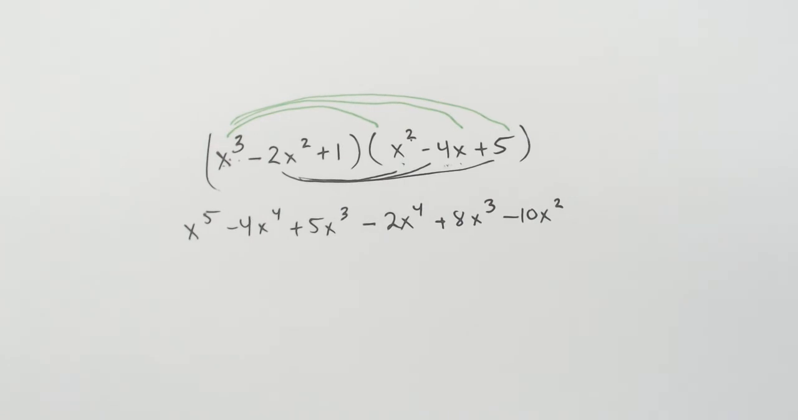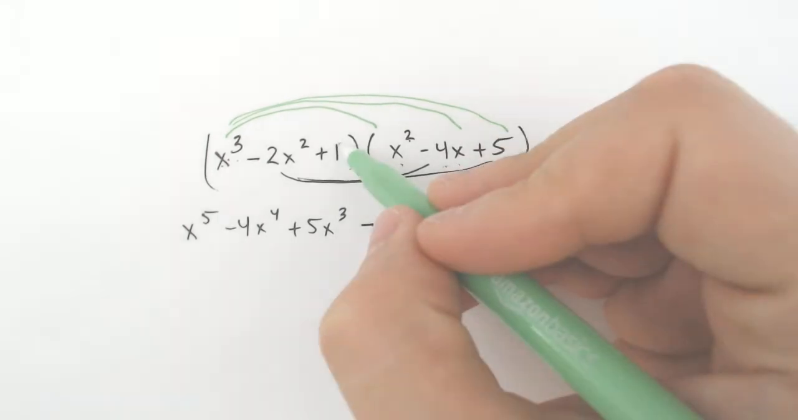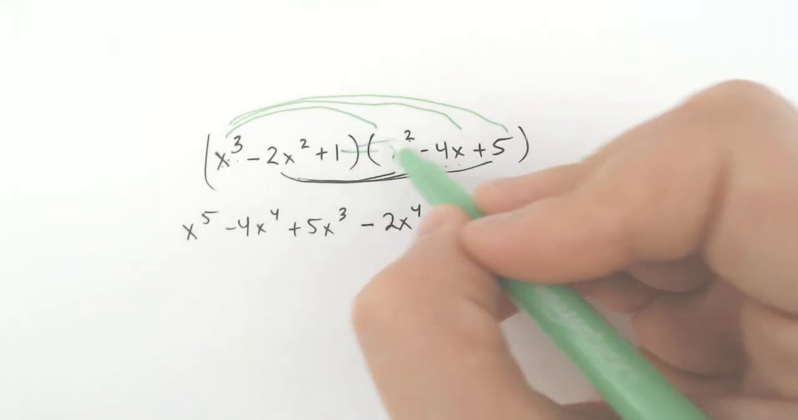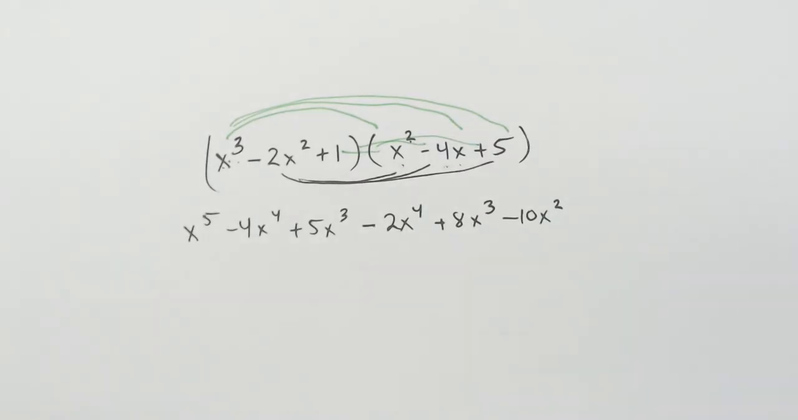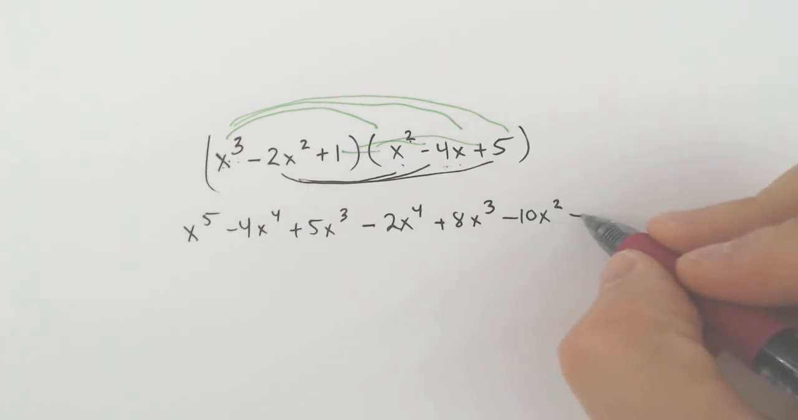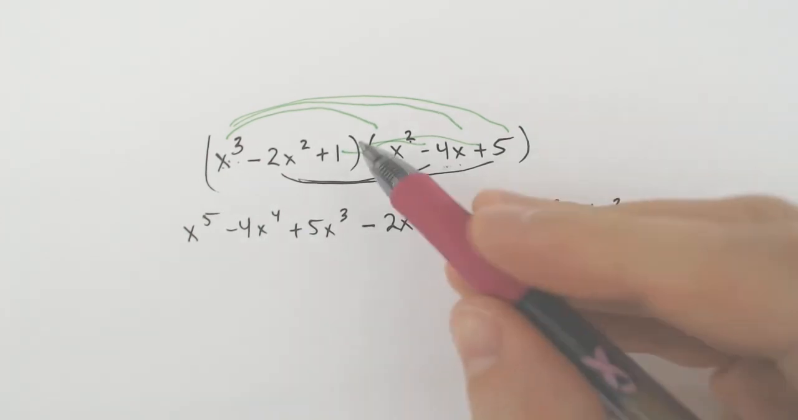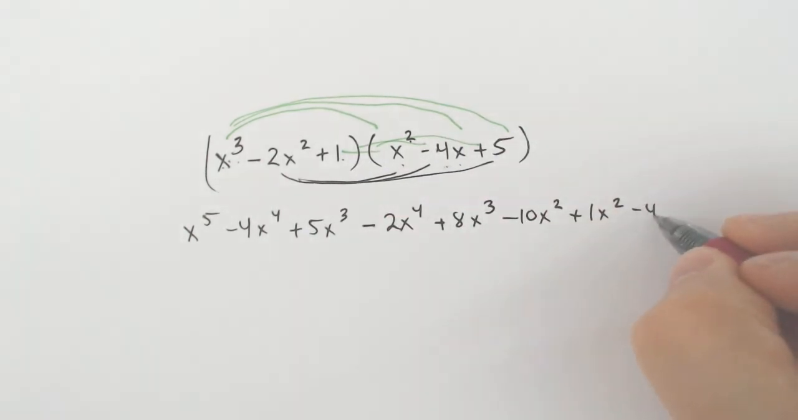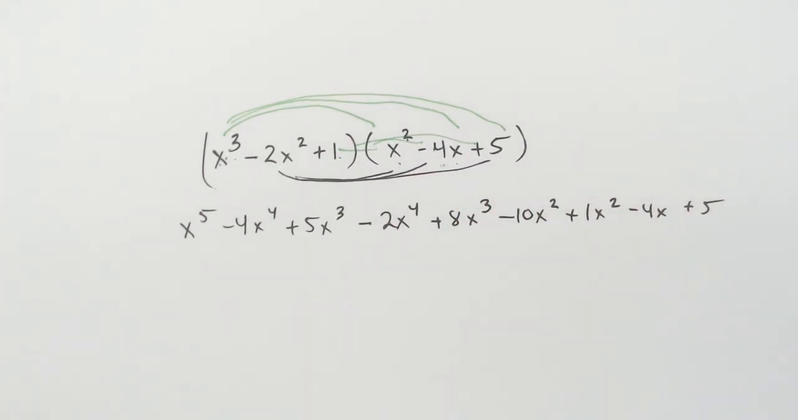Phew! Then you have to take the 1 and multiply by all 3 terms as well, which is a little easier because it's the number 1. 1 times x squared is 1x squared. 1 times negative 4 is negative 4x. And 1 times 5 is 5.